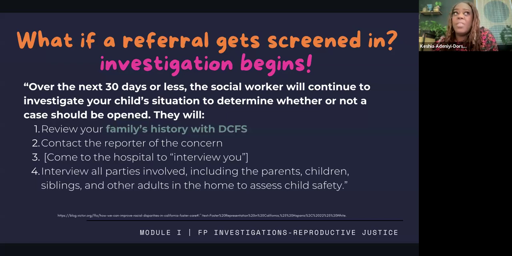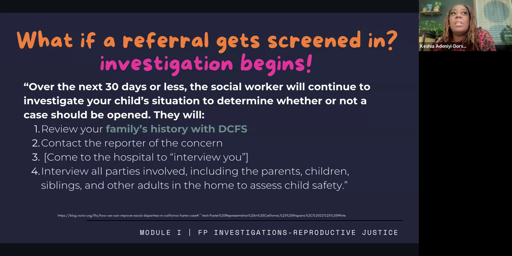They typically keep their investigations open for 30 days. I've seen that be 30 to 90 days, depending on what county in California. I always like to tell folks this 30 days is not mandated by law. It's just internal policies that the different agencies have. The social worker will continue to investigate the child's situation and determine whether or not the case should be opened, meaning there should be a case filed in court.